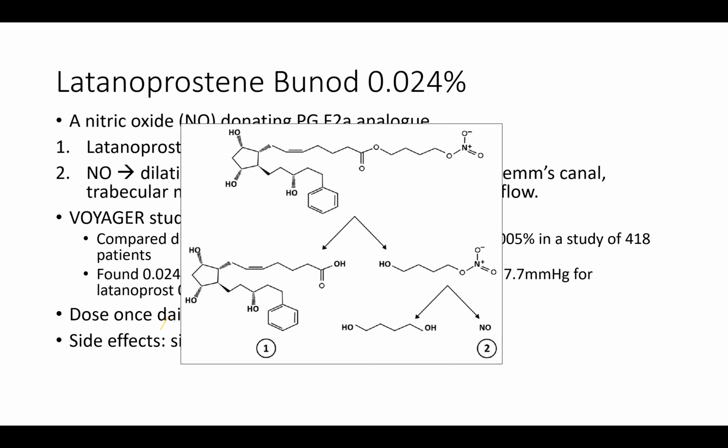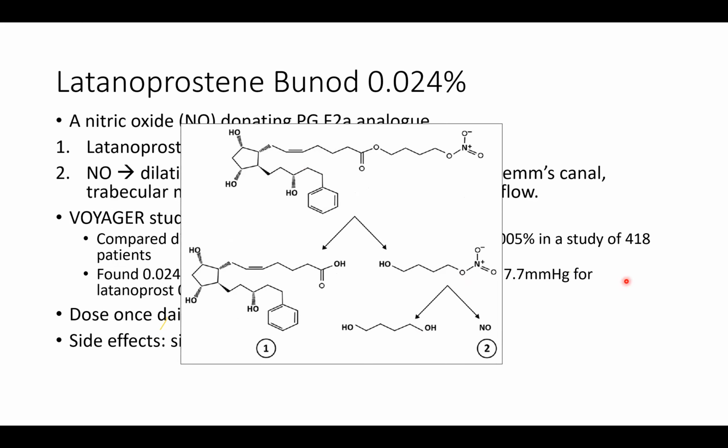Sorry, let me just bring a laser pointer up. The other is this agent butanediol. So this butanediol metabolizes further to release nitric oxide. So the 2 active metabolites that are the result of this drug are latanoprost and nitric oxide.